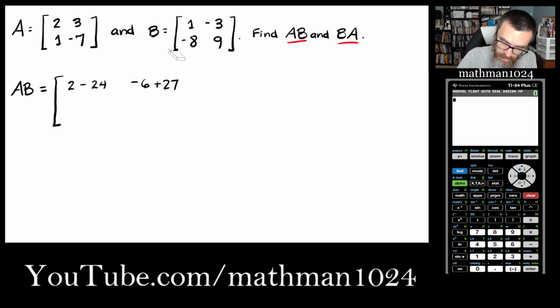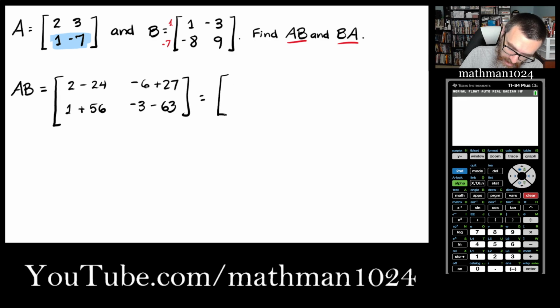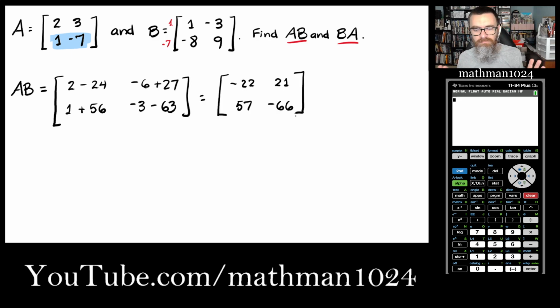And then I'm going to go to my next row, 1 and negative 7. Put my 1, negative 7, let's multiply these. So that's 1 plus 56, then negative 3 minus 63. So combining these, we get negative 22, positive 21, positive 57, and negative 66. All right, done. But let's flip things around and do B times A.